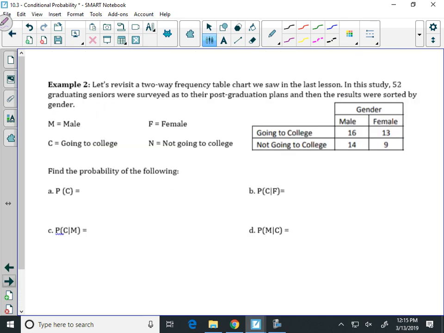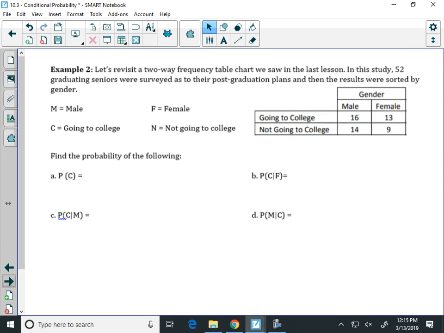We look at it in terms of a table. We're going to revisit this two-way frequency chart we talked about in the previous lesson, where 52 graduating seniors were surveyed about their post-grad plans, and the results are sorted by gender. What are we missing in our table? What do we not have? The totals. So we have to fill them in. We're going to write total here, and total column on the bottom.